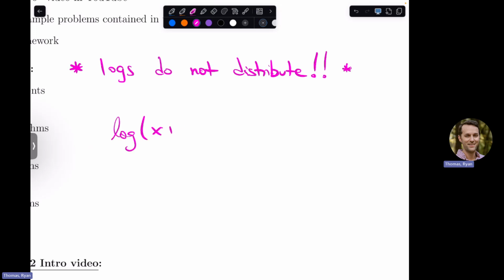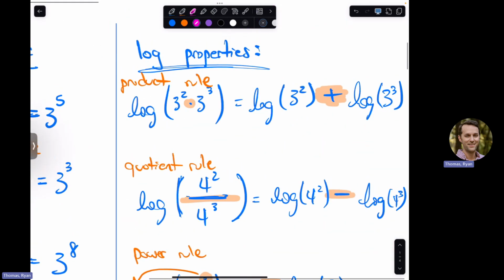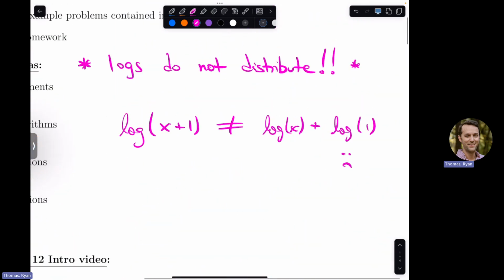The log of x plus 1 is just the log of x plus 1. It is not the log of x plus the log of 1. Now, sometimes that's a bummer because it makes life a little harder in some circumstances. But the flip side is that we do get all these other properties that we just talked about that make life easier in some circumstances.